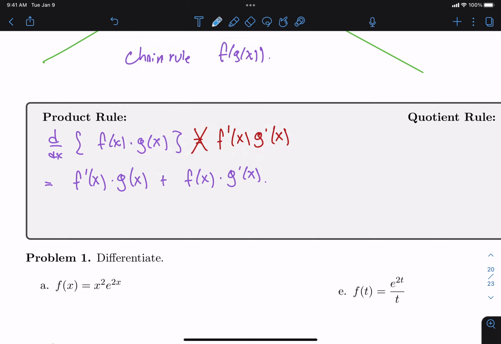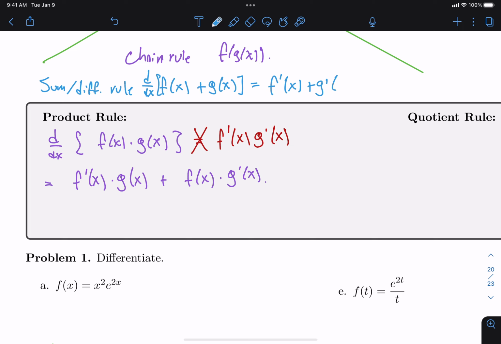And I guess I'll also write the sum difference rule, which is what might lead you to believe this. Okay, what we learned before was that if you have f of x plus g of x, the sum, then the derivative of a sum is the sum of the derivatives. Okay? However, the derivative of a product is not the product of the derivatives. It is instead given by this formula here. So again, this is one of the ones that you're just going to have to memorize. Put one side on a flashcard, put the other side on the other side of the flashcard. Okay, and that's one that you'll need to memorize.